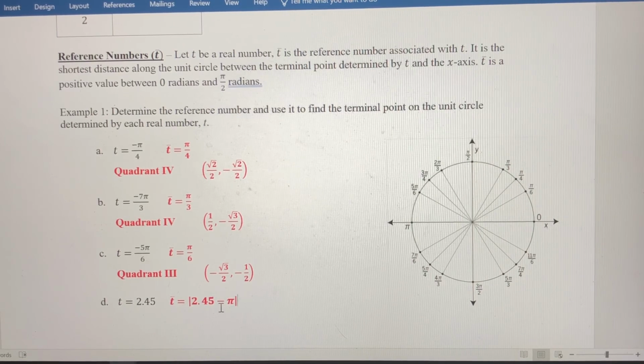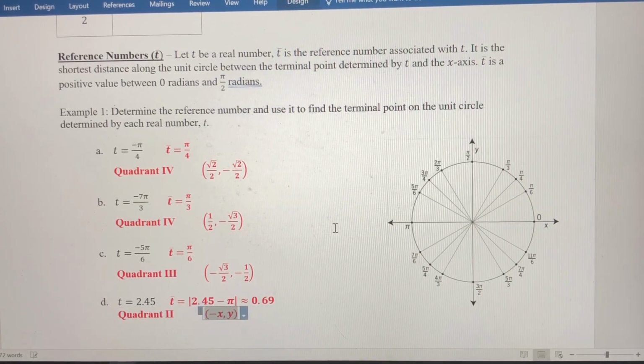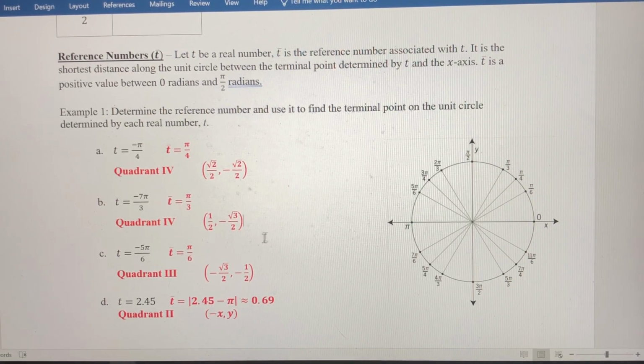So remember, t bar has to be positive, so that's why I use the absolute value here. So 2.45 minus pi is about 0.69. So my reference number for 2.45 is 0.69, because this is how far we are away from the x-axis, which in this case we would use pi. That puts us in quadrant 2. Again, I can't give you an exact value for x and y, but I do know in quadrant 2 that x is going to be negative and y is going to be positive. So that's how you use reference numbers to determine terminal points in the unit circle.